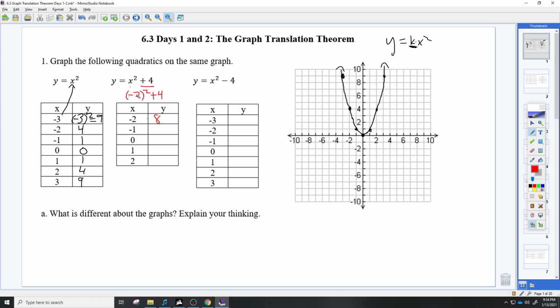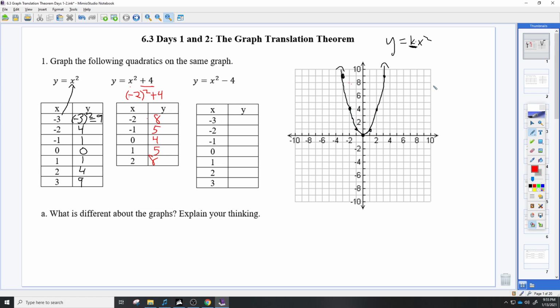Then you do it again. Put in -1 here. -1 squared is 1, plus 4 is 5. Plug in 0. That'd be 0 plus 4, which is 4. Plug in 1. It'd be 1 plus 4, which is 5. And plug in 2, you get 4 plus 4, which is 8. Maybe you see a little pattern going on here. So it's pretty important that we put this in different colors so that you can see where they cross here. So -2 is 8.